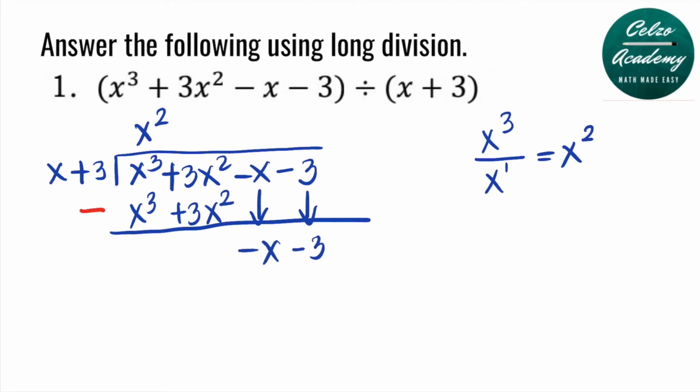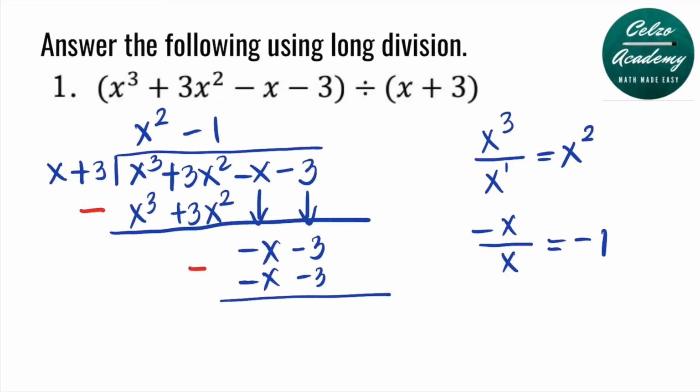Repeating the process, we need to divide negative x by the first term of our divisor, which is x. X and x will cancel out, so the answer is negative 1. So the second term of our answer is negative 1. Now we need to multiply negative 1 by the divisor x plus 3. Negative 1 times x is negative x. Negative 1 times 3 is negative 3.